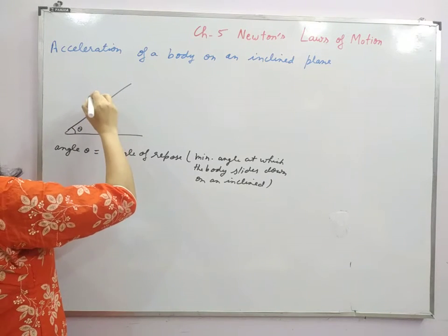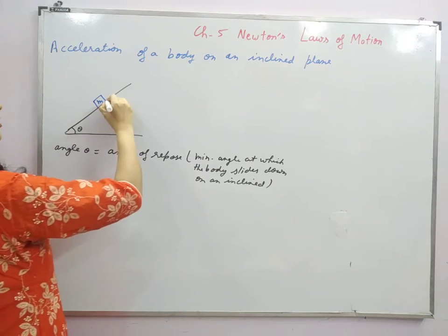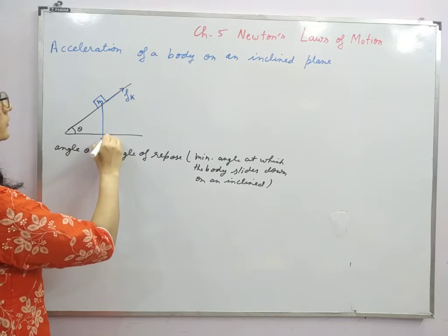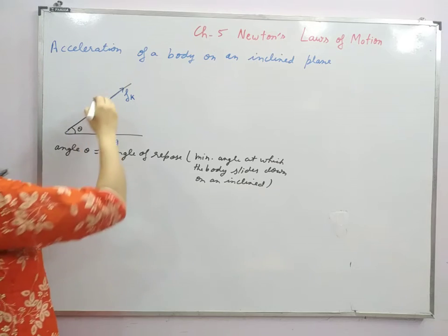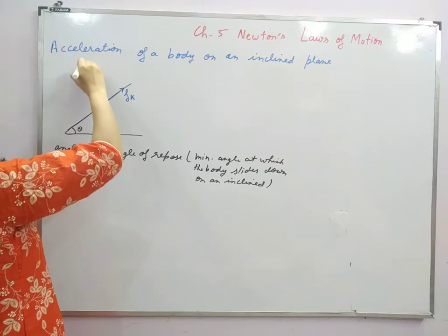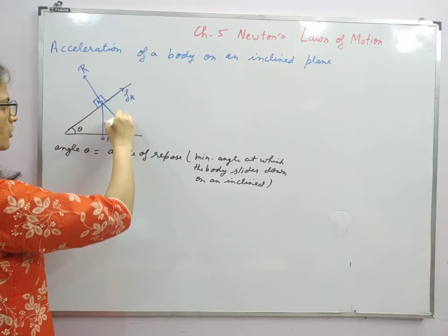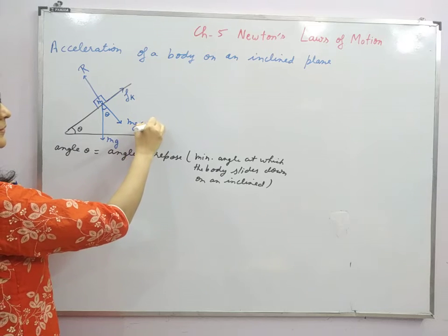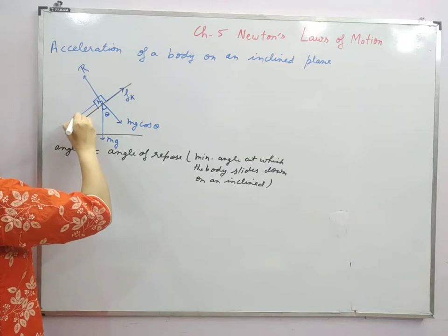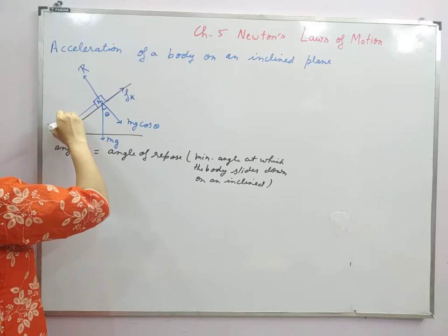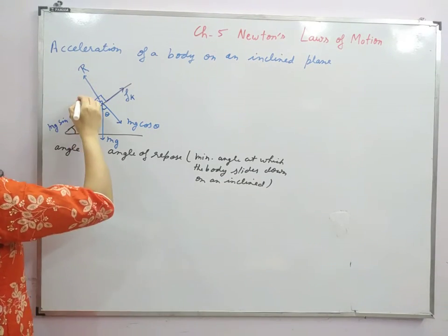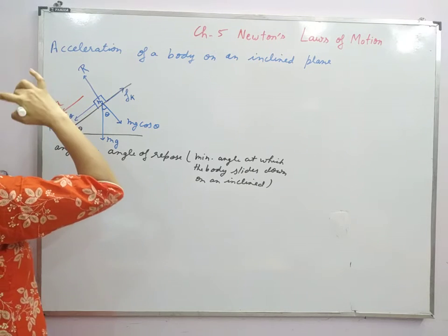So the diagram will be very similar. Again here the mass, right? It's sliding down, so the friction force will be this way. Weight is acting downward. We are not applying any force. So normal reaction here. But we need to find the components of this weight. This will be mg cos theta as before, and here we will have mg sin theta, right? And since it is moving downwards, the acceleration will be this way.